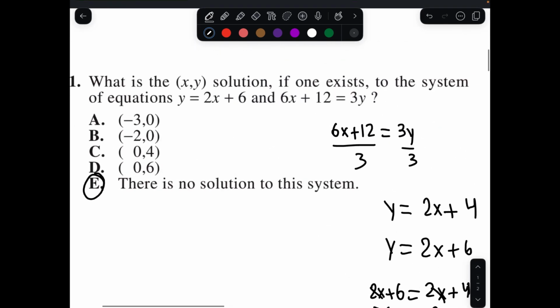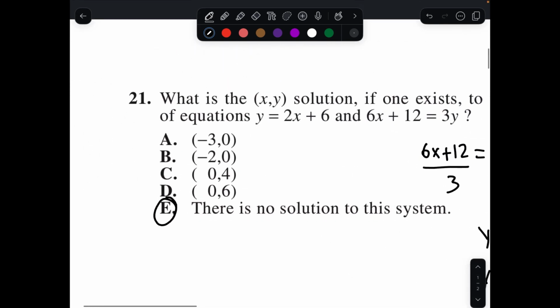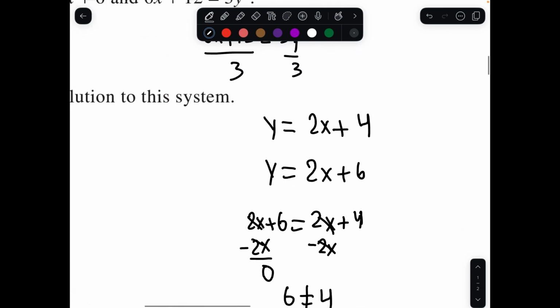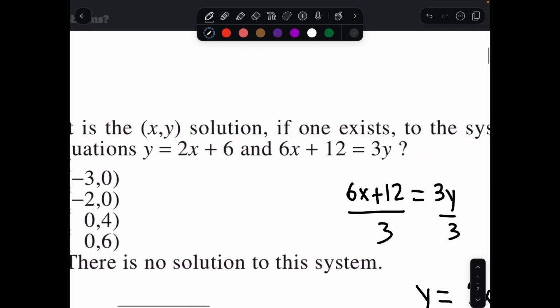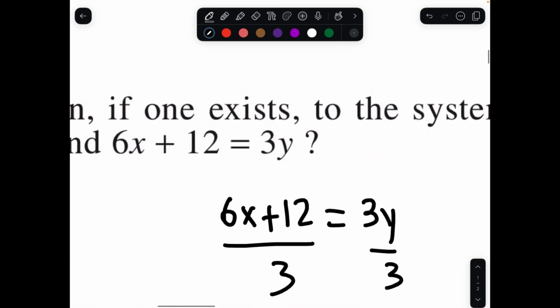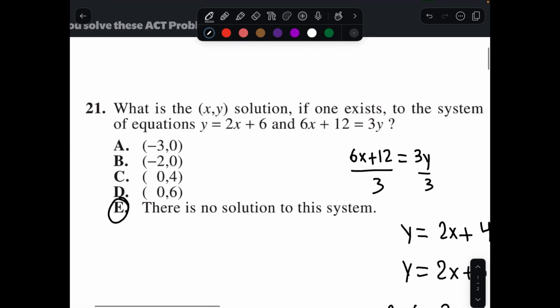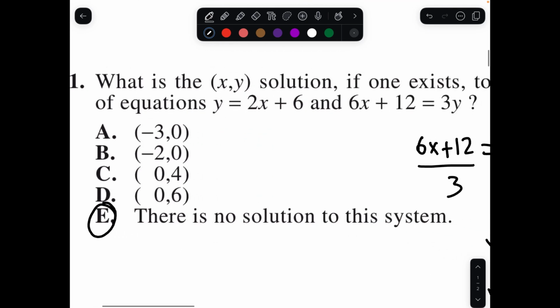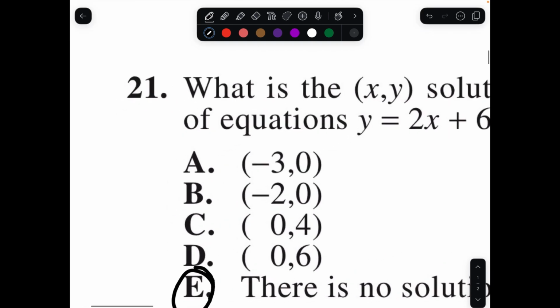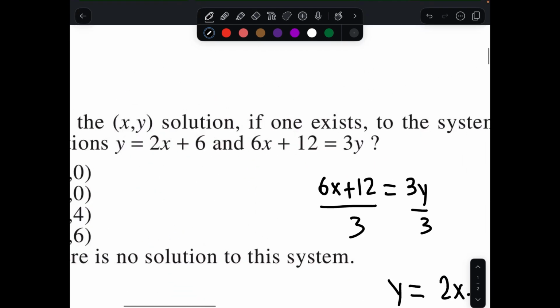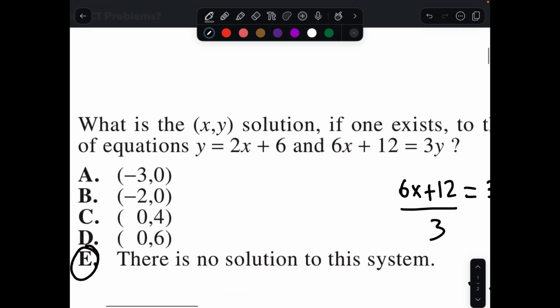There are actually multiple ways of doing this problem. You can do the method I just showed you. You can substitute y equals 2x plus 6 for y in this equation and then solve for x. Or you can also just plug in points and see which get you the same answer. What I mean is, let's say I plugged in -3 for x and 0 for y in both of these equations. If I got the same number, then that would be a solution.